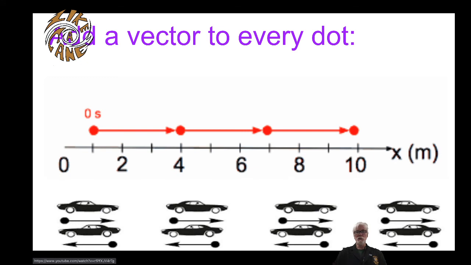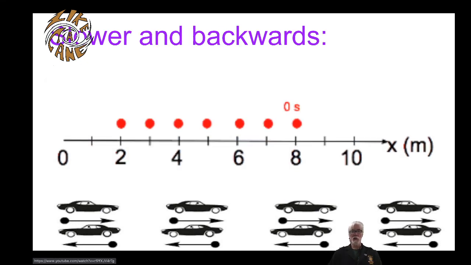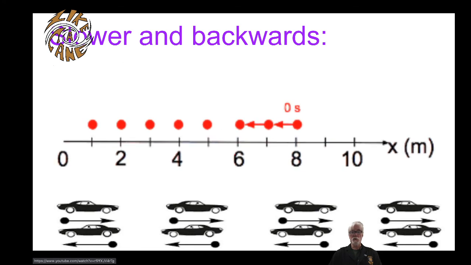Here are 3 additional pointers about making motion maps. If the velocity is negative, the velocity vectors simply point backwards. For example, the motion map for an object that started at 8 meters and had a velocity of negative 2 meters per second would look like this. Notice that a slower moving object has dots closer together on the motion map because it means the moves backwards in this case are less each second.